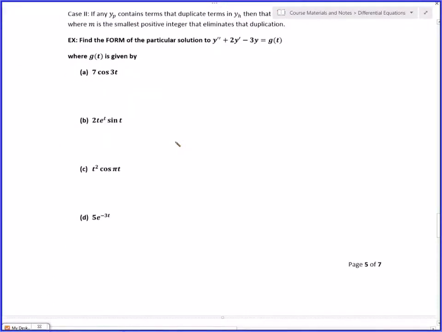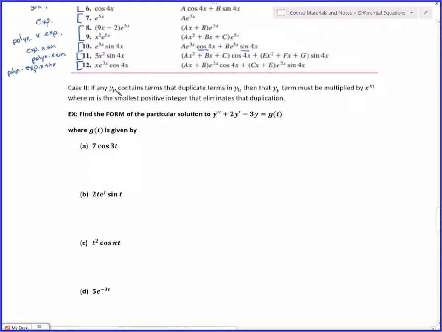Let's not solve these. Let's guess our particular solution form. Before I do that, case 2. What happens if one of your guesses, that is your particular solution, contains a function that's already a solution to the homogeneous equation? It's t cubed, right? Whatever. You put in an extra t, t or x. I'm going to, again, need to fix that. That's t there. And you put a high enough power on that t that eliminates any duplication of that function in your guess.